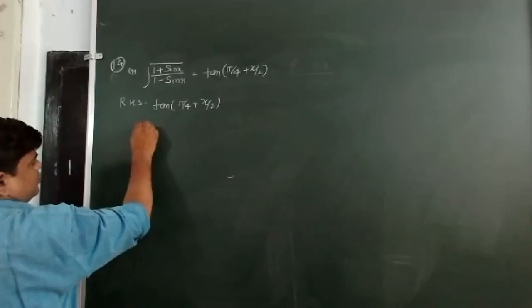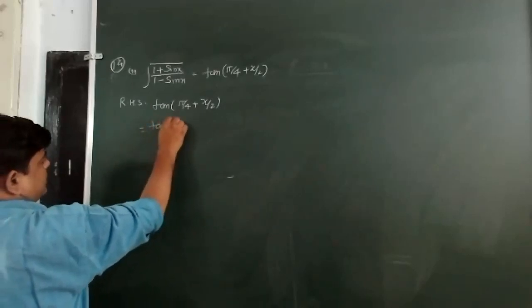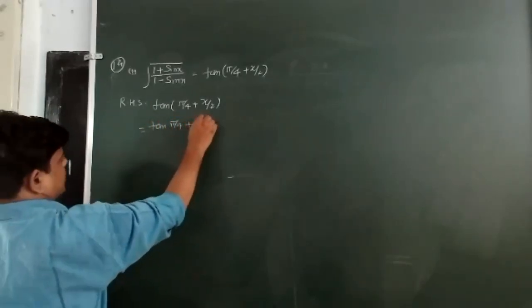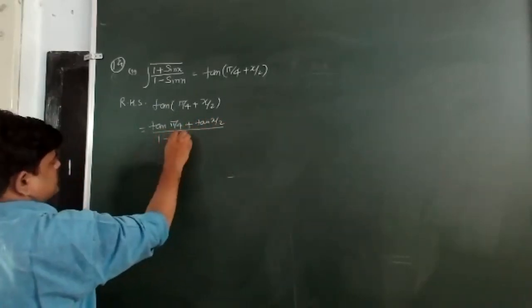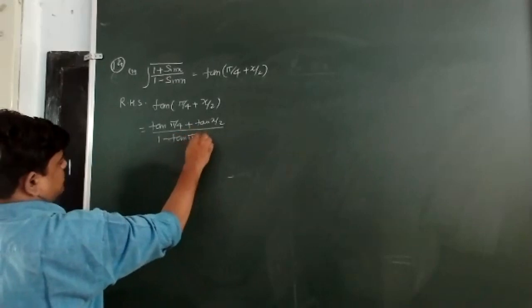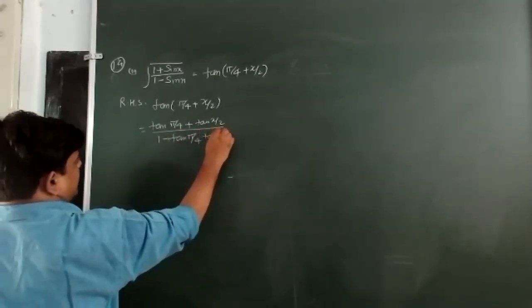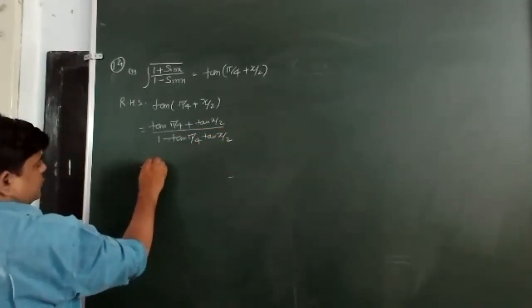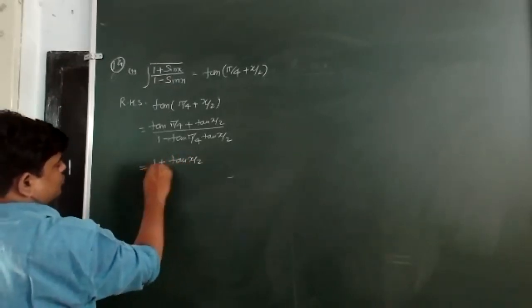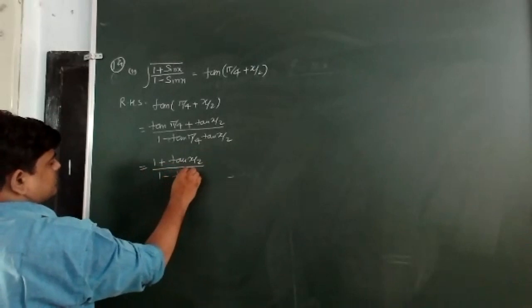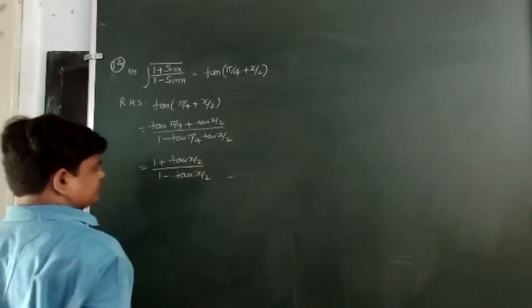But I am thinking by using the formula of tan(x plus y), it can be written as tan pi by 4 plus tan x by 2, whole upon 1 minus tan pi by 4 into tan x by 2. It is 1 plus tan x by 2 upon 1 minus tan x by 2.